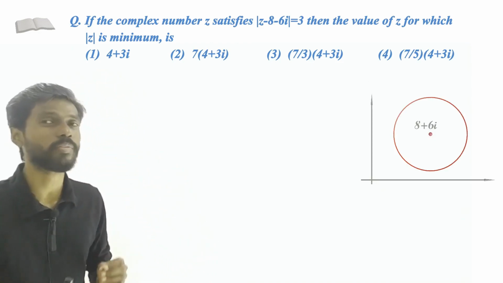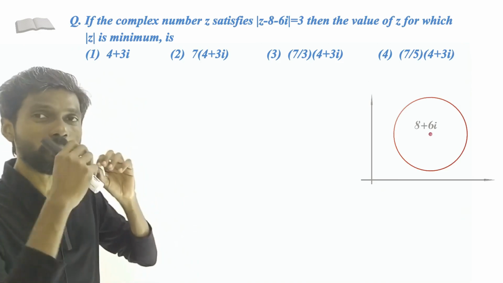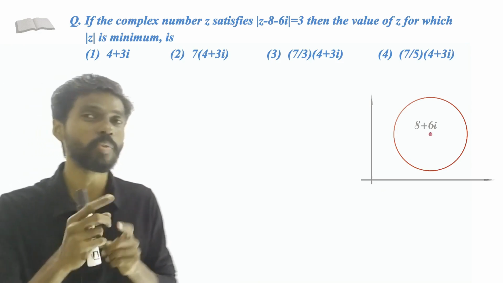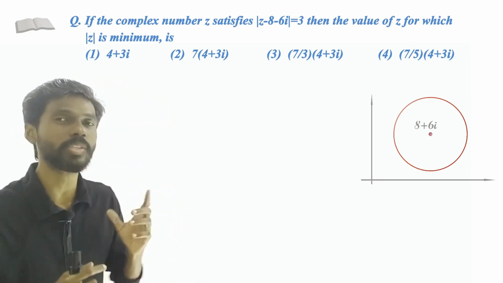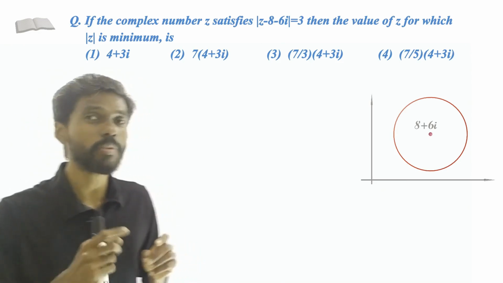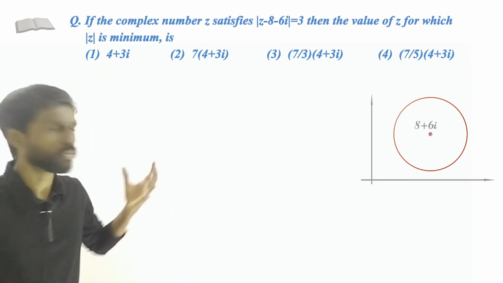Now we have to find that value of z which has minimum modulus of z, which means the z which is closest to origin. Not only the distance, we have to find that complex number also. In the last question we only found the minimum value of modulus of z and maximum value, but here we have to find that complex number which has that minimum modulus. Yes, so same thing, same method.